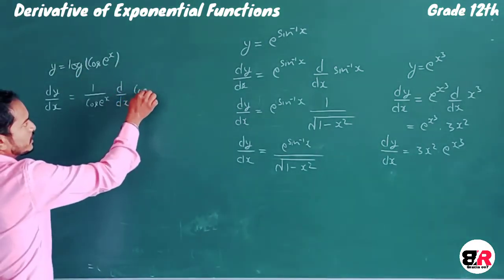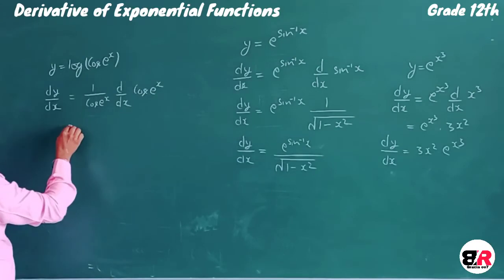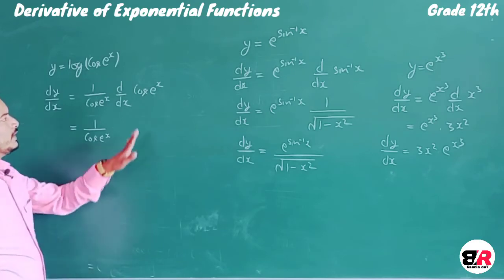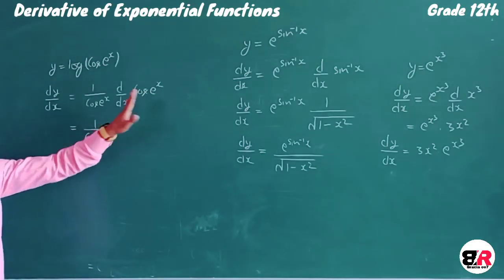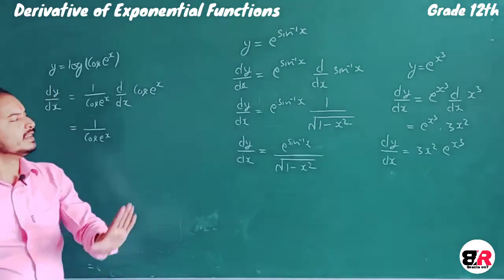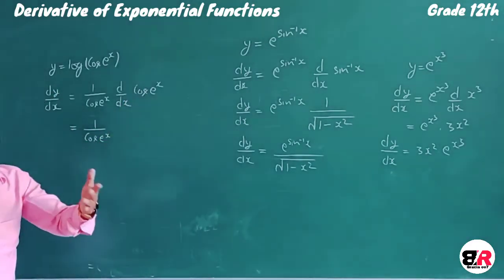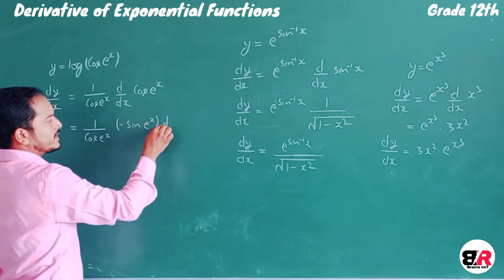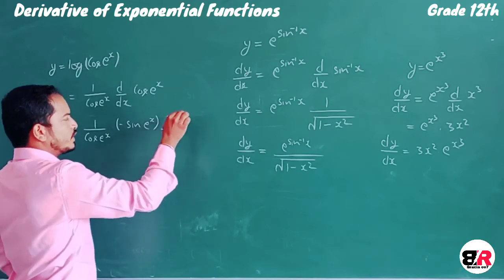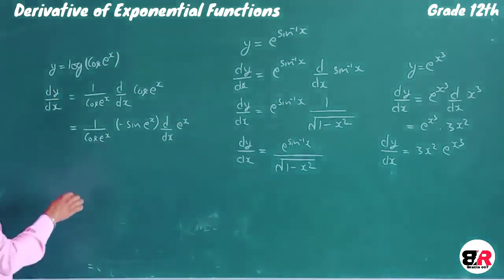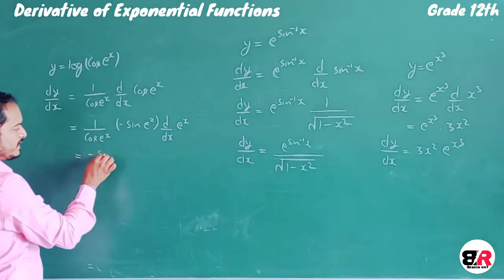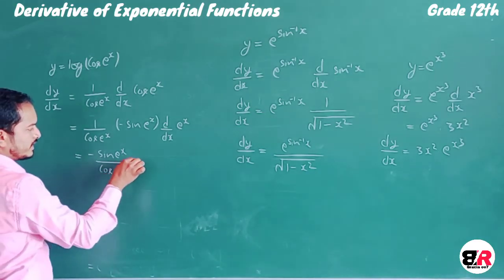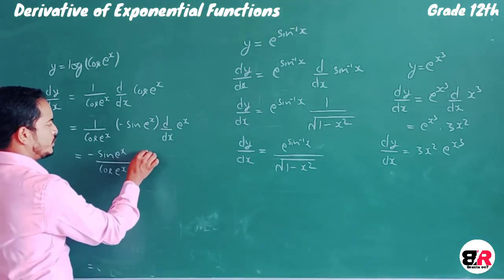Then it should be equal to 1 upon cos e to the power x into the derivative of cos e to the power x. We know that the derivative of cos x is minus sin x. Then the derivative of cos e to the power x is minus sin e to the power x. Again differentiate e to the power x with respect to x. Then we will have the required answer as minus sin e to the power x upon cos e to the power x into the derivative of e to the power x, which is e to the power x itself.